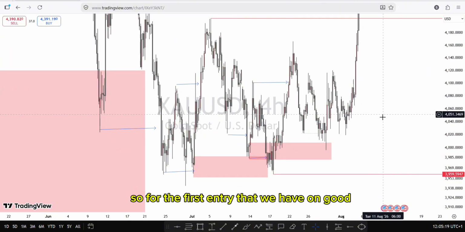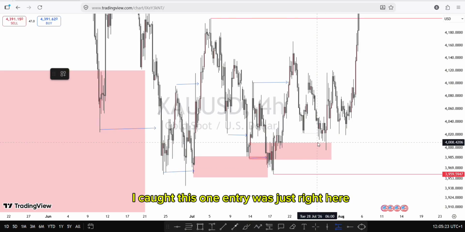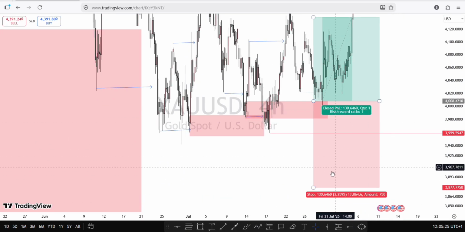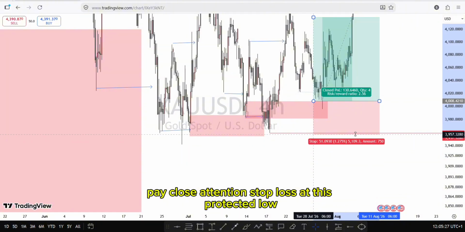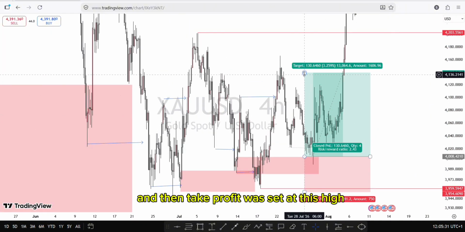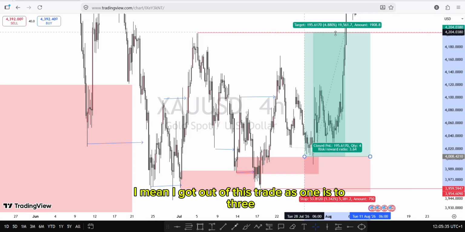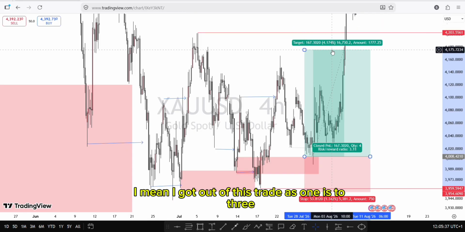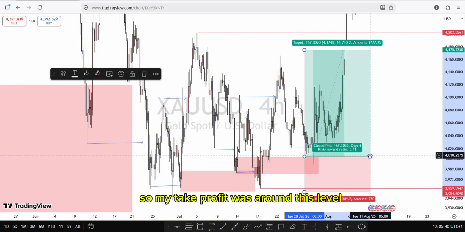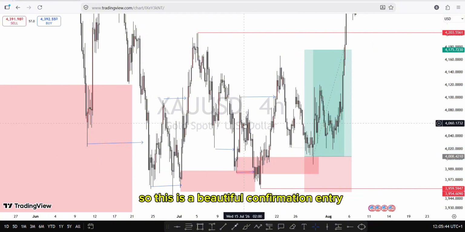So for the first entry that we have on gold, I caught this one. Entry was just right here. Pay close attention. Stop loss at this protected low, and then take profits was set at this high. I mean, I got out of this trade at 1:3, so my take profit was around this level. So this is a beautiful confirmation entry.